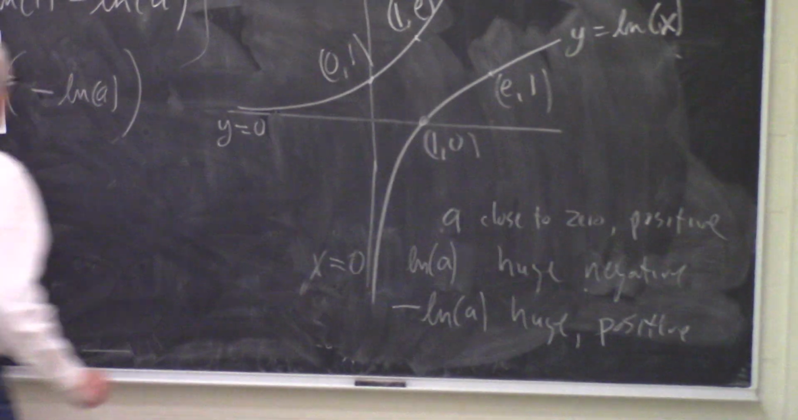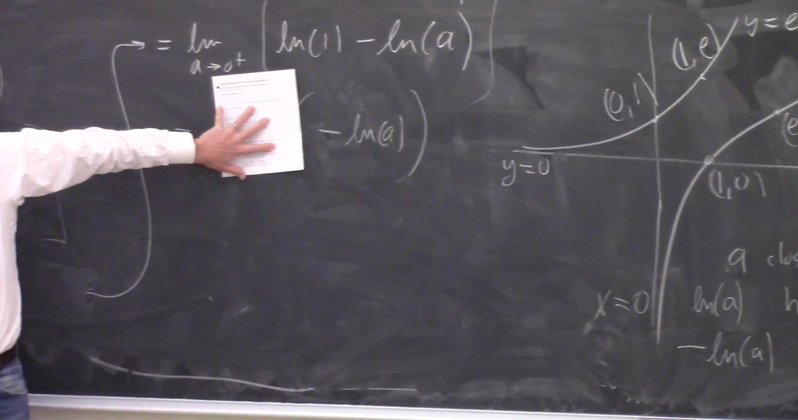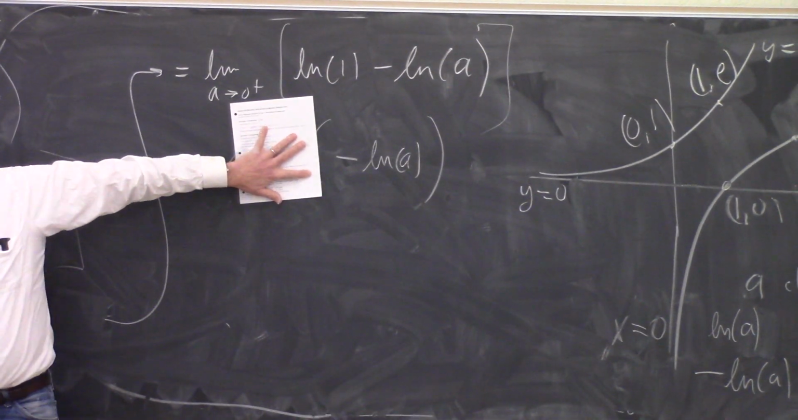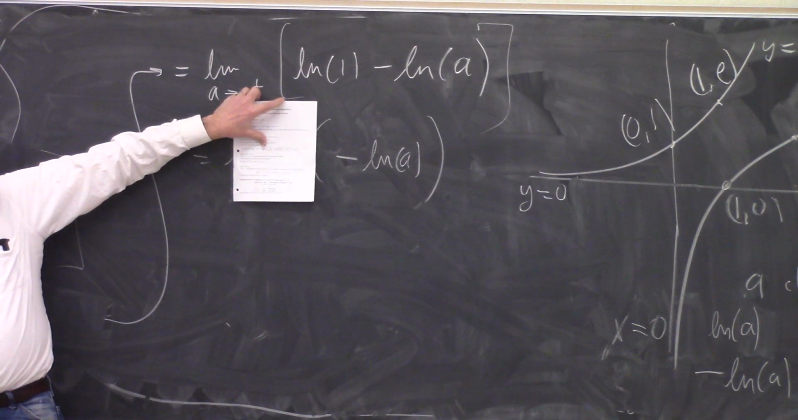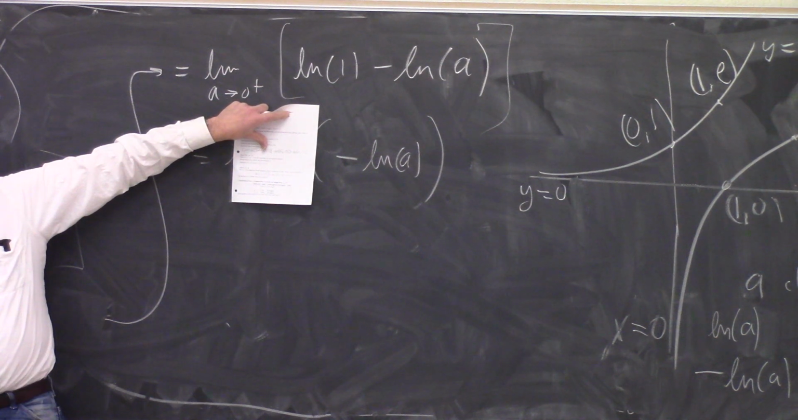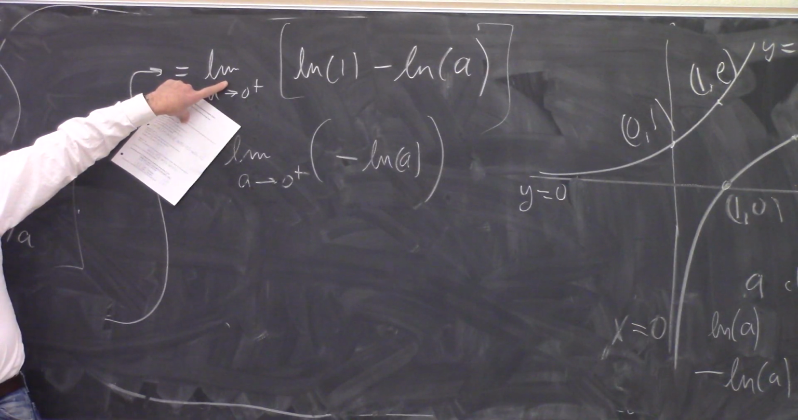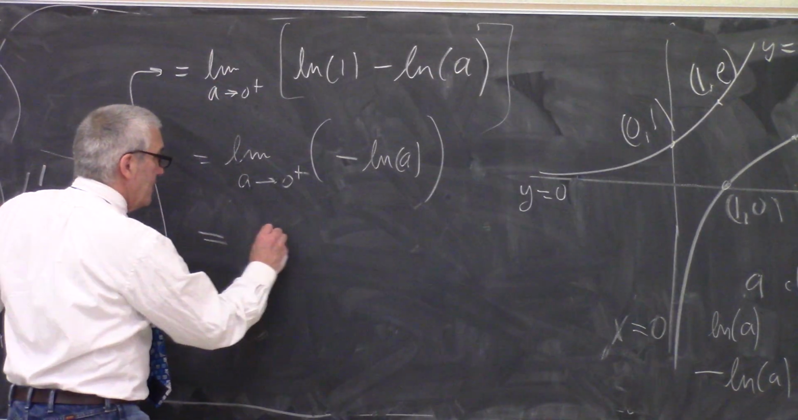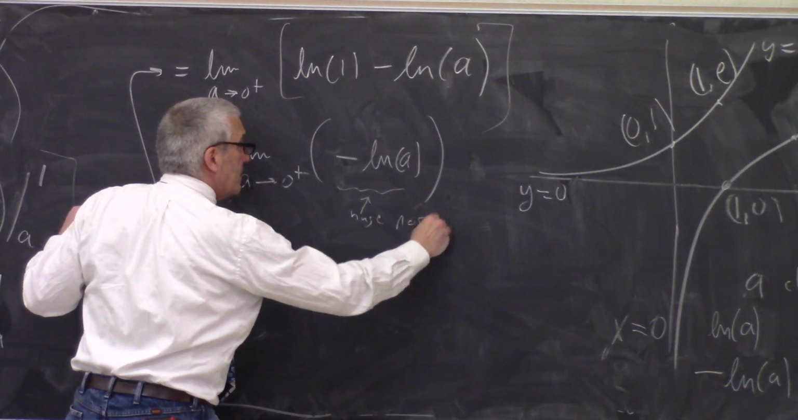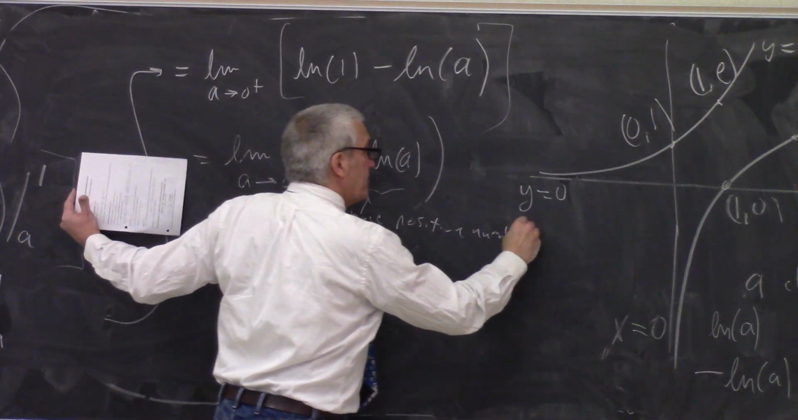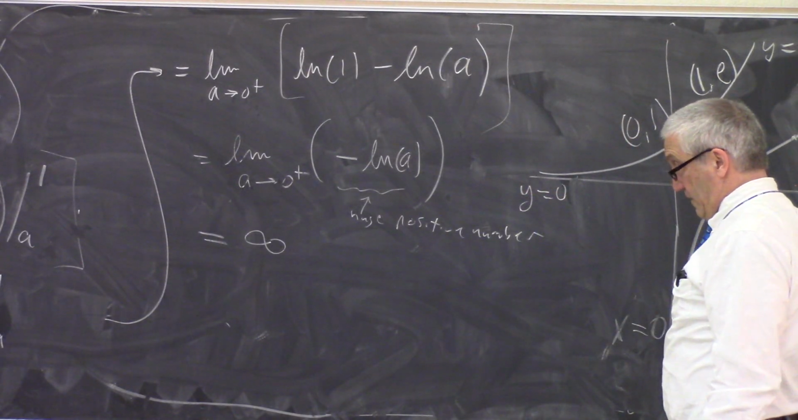So what we're looking at here is that white area. It's the one that goes from a to 1. And its value is minus ln of a, which is a huge positive number. Again, that's not infinity. That is a huge positive number. But when I park the limit symbol in front of it, then I get infinity. So the limit is infinity. The closer a gets to 0, the bigger and more positive that thing gets, so the limit is infinity.